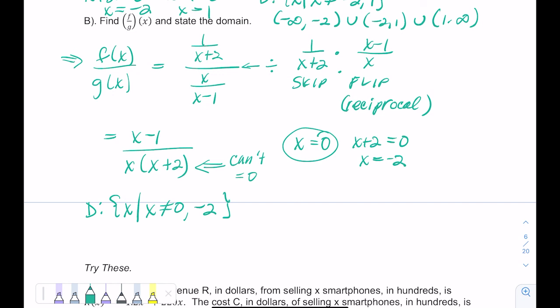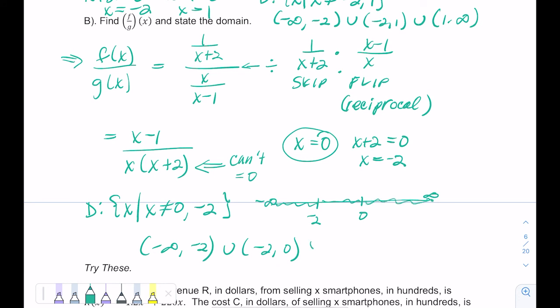In interval notation, again, think of a number line, and you've got -2 and 0 on here. So x is okay from -infinity to -2. It's okay from -2 to 0. You just can't use -2 or 0. We symbolize that with the parentheses. And then it's okay from 0 to infinity. So that would be your domain in interval notation.